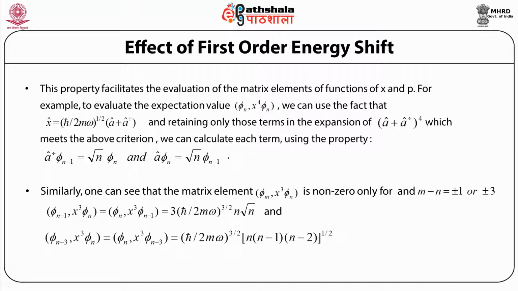Similarly, one can see that the matrix element ⟨φ_m|x³|φ_n⟩ is non-zero only for m minus n equals plus or minus 1 or plus or minus 3, and ⟨φ_(n-1)|x³|φ_n⟩ equals ⟨φ_n|x³|φ_(n-1)⟩ equals 3 (ħ/2mω)^(3/2) n √n, and ⟨φ_(n-3)|x³|φ_n⟩ equals ⟨φ_n|x³|φ_(n-3)⟩ equals (ħ/2mω)^(3/2) [n(n-1)(n-2)]^(1/2).